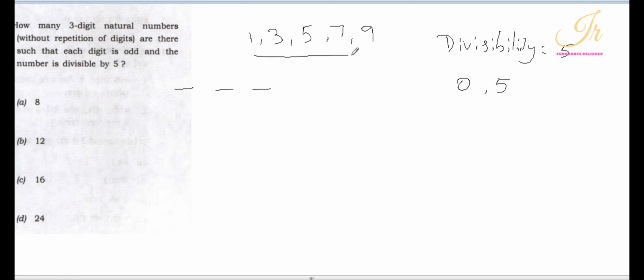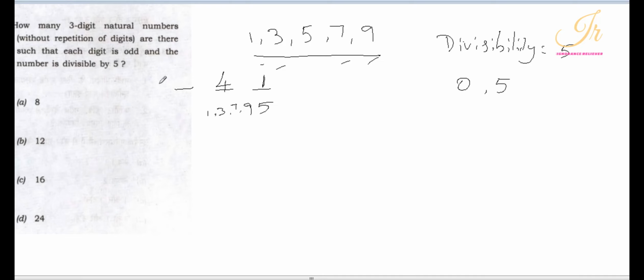And here we have only 1, 3, 5, 7, 9. So we can't put 0 here. If you put 0 here, that will become an even number. So the only possibility that we can put here is 5, right? That means the number of possibilities is only 1. And here the remaining 4 numbers, 1, 3, 7, 9. Out of these 4, you can use whichever number you like. So you have 4 ways to fill the tens place.